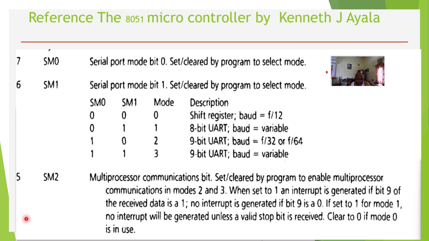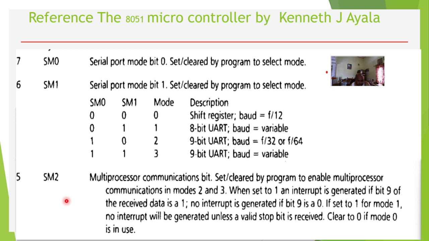Just now we have discussed serial data mode 0 and serial data mode 1. And coming to serial data mode 2, even this we have discussed. This is called multiprocessor communication mode. It will be set or cleared, set means 1, cleared means 0, by the program to enable multiprocessor communications in mode 2 and mode 3 only.